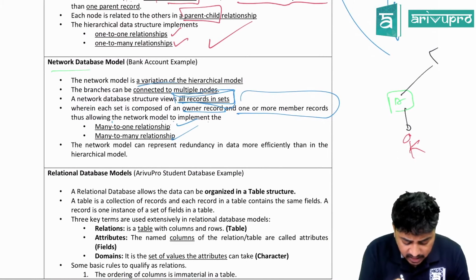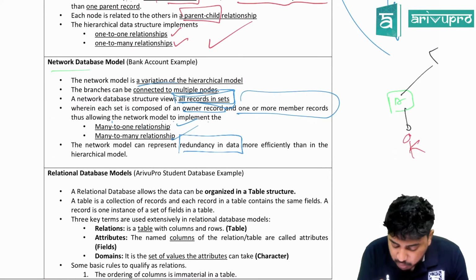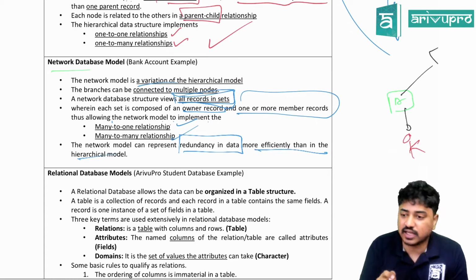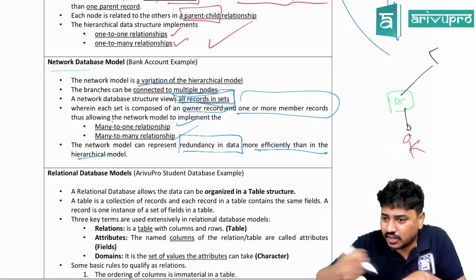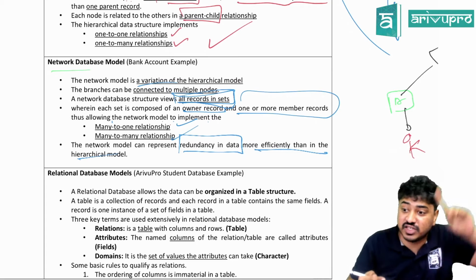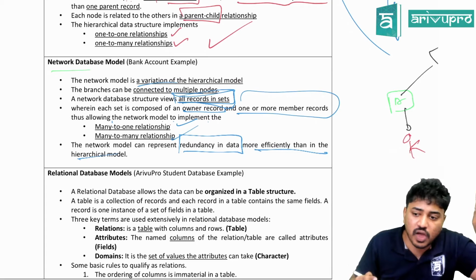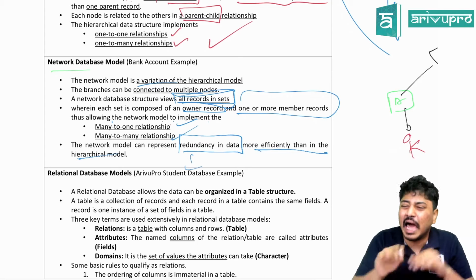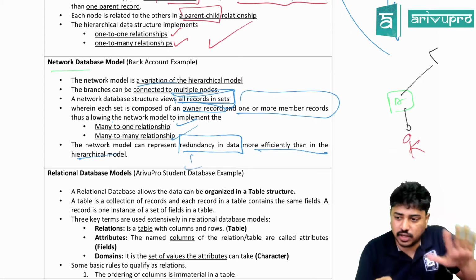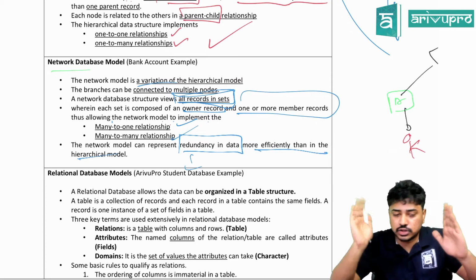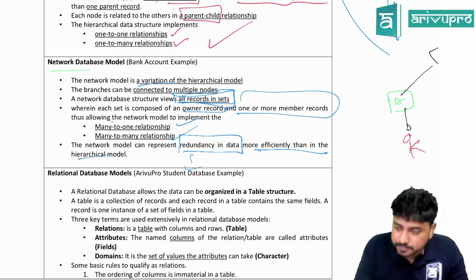The network model can represent redundancy and more efficiency than the hierarchy. I told you, if I follow the hierarchical model, I have to repeat. Redundancy is nothing but duplication. We studied that in database itself, right? So now there is no more repetition. That is what they are trying to say. Clear? Understood? Any doubts? Ask.